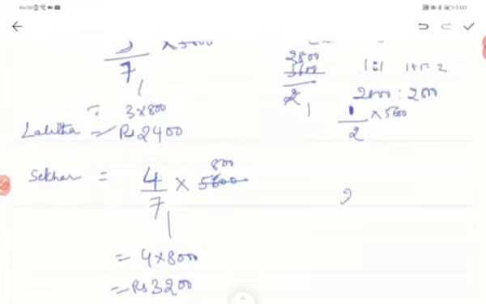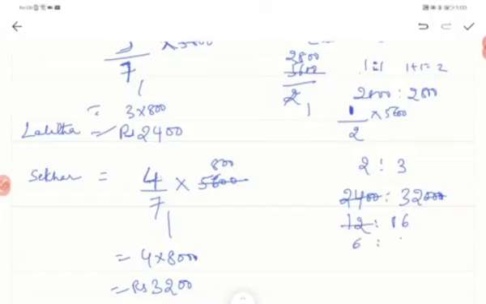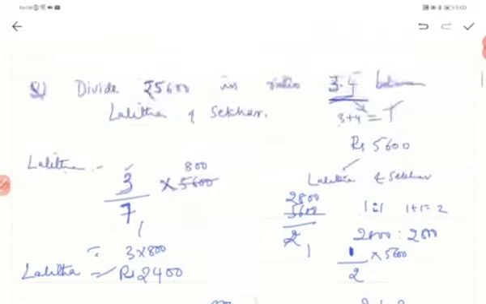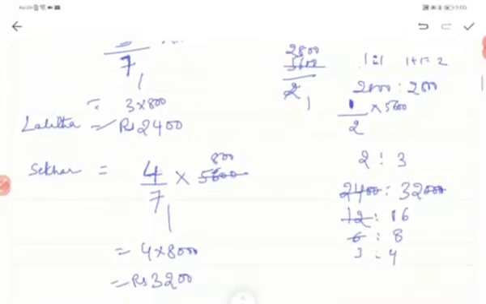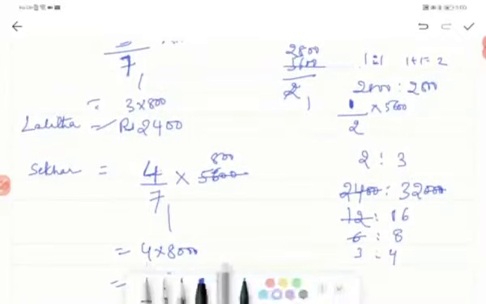So the ratio is 2,400 is to 3,200. So they are in the ratio 2:3. You want to verify this? This will get cancelled. So you have 24:32. 2 ones are 2, 2 twos are 4, 2 sixes are 12, 2 eights are 16, 2 threes are 6, 2 fours are 8. Sorry, it is 3:4. I've told you wrong. It is 3:4.